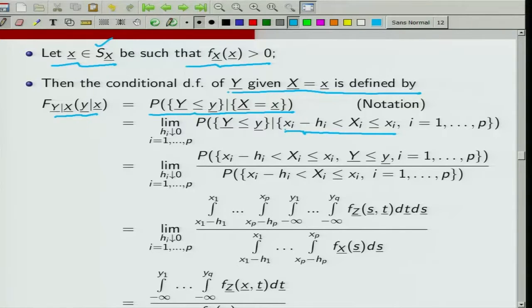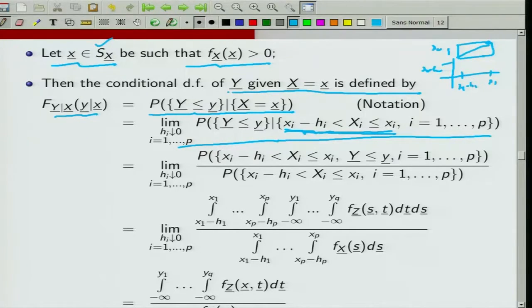So, given that X is in the rectangle of the type x_1 minus h_1 to x_1, then x_2 minus h_2 to x_2, and so on, I take the limit h_i going to 0. That means I shrink this rectangle to a single point. That is how it is defined. If this limit exists, I will say that this conditional distribution function exists.